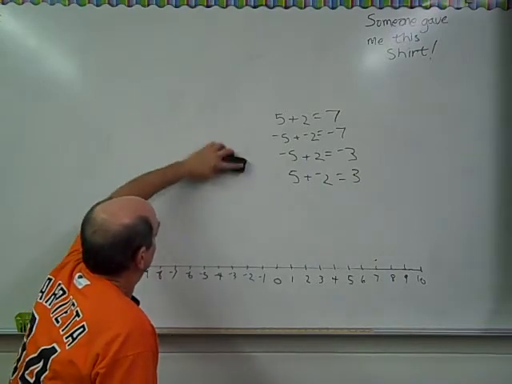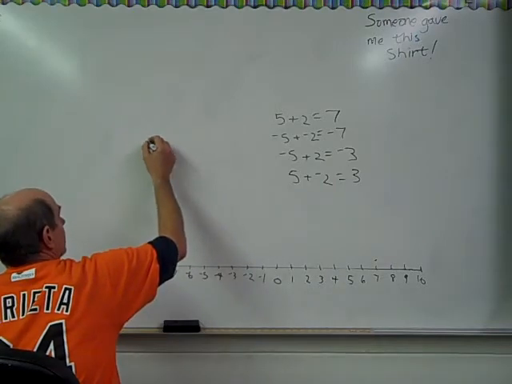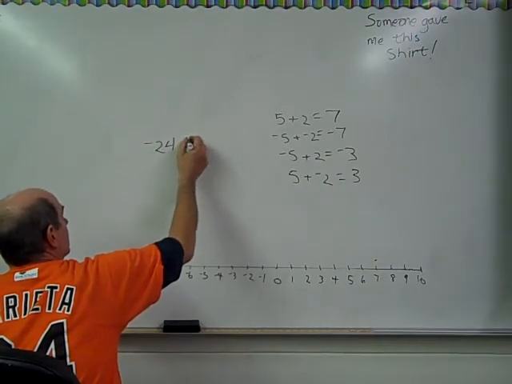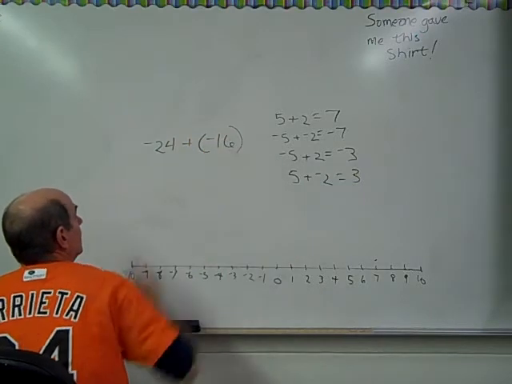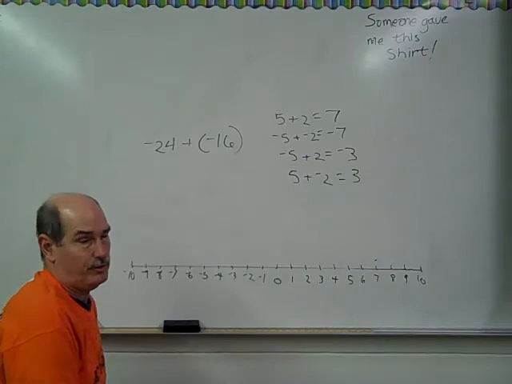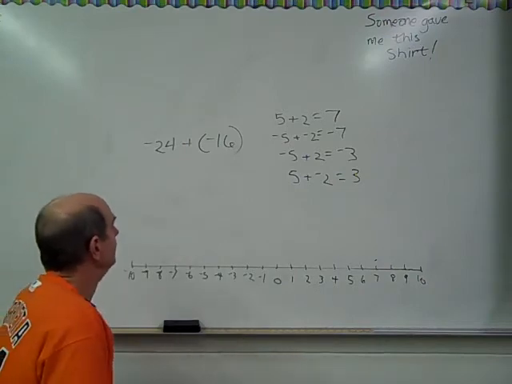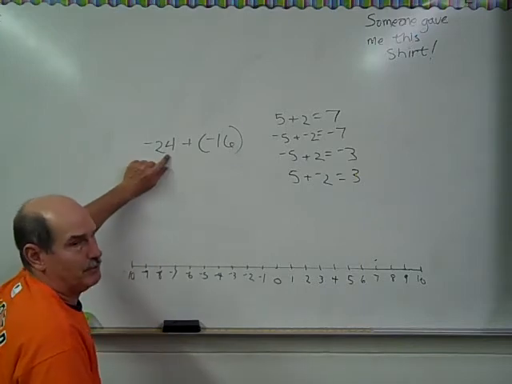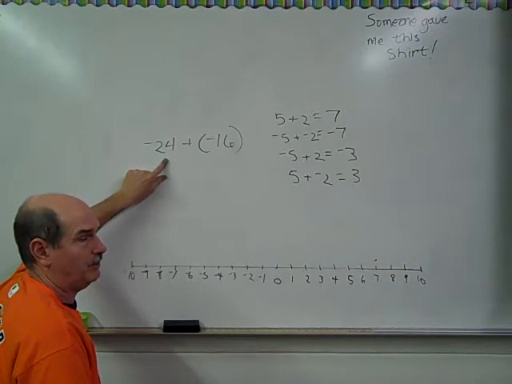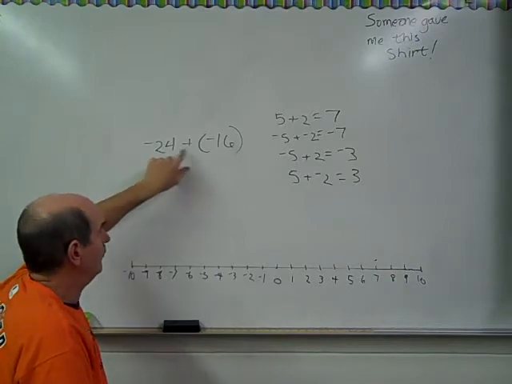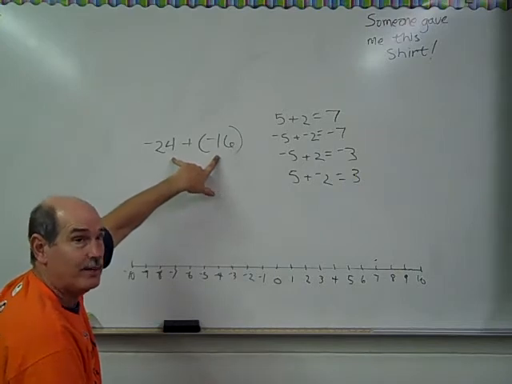So, what it comes down to is we have a problem like this. Negative 24 plus, and you often put parentheses, negative 16. If you're adding two negative numbers, you always get a negative answer. So this would be like, your basketball team is behind by 24 points, and the other team scores the next 16 points, putting you further in the hole by 16 for a total of 40. You're down 40, negative 40.